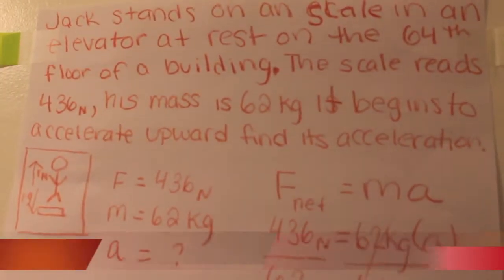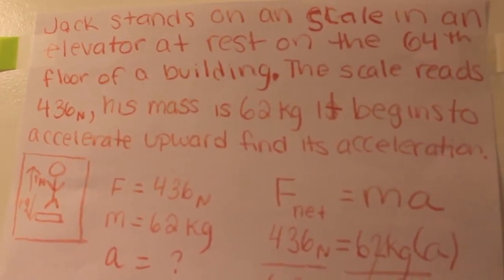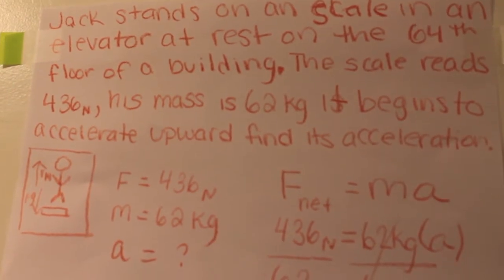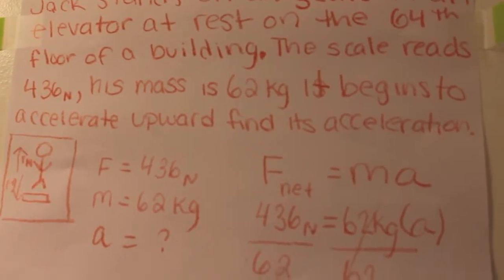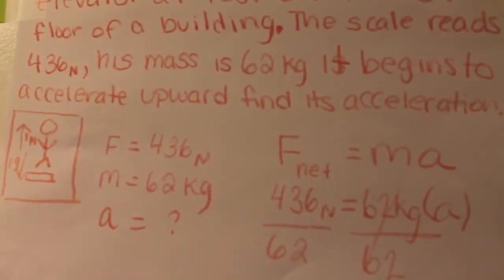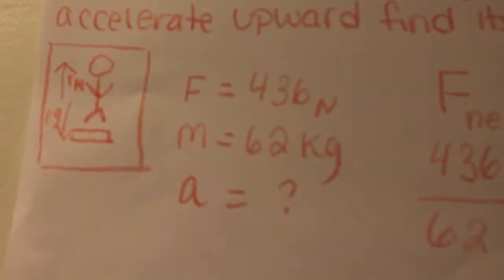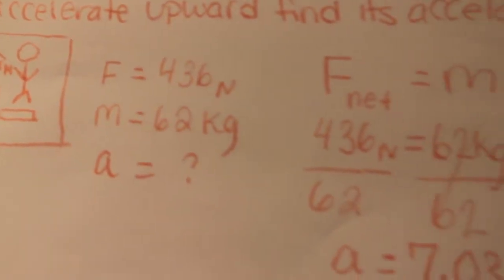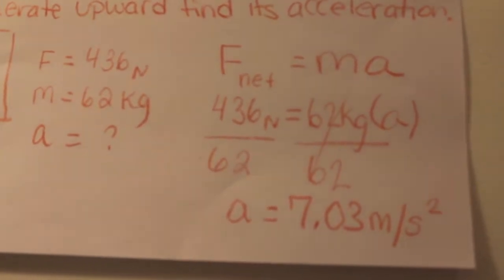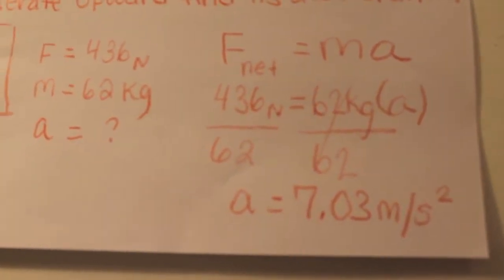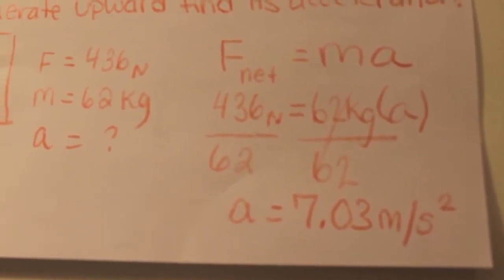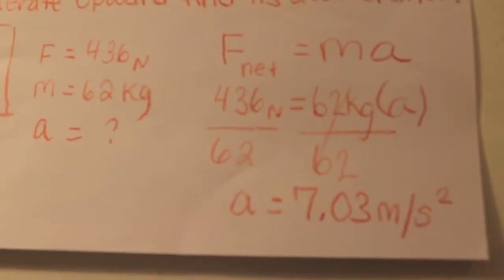Jack stands on a scale in an elevator at rest on the 64th floor of a building. The scale reads 436 newtons. His mass is 62 kilograms. It begins to accelerate upward. Find its acceleration. So as usual, we draw our diagram and list our known values. We then use Fnet equals ma, and we plug in and solve for that. And the answer is 7.03 meters per second squared.